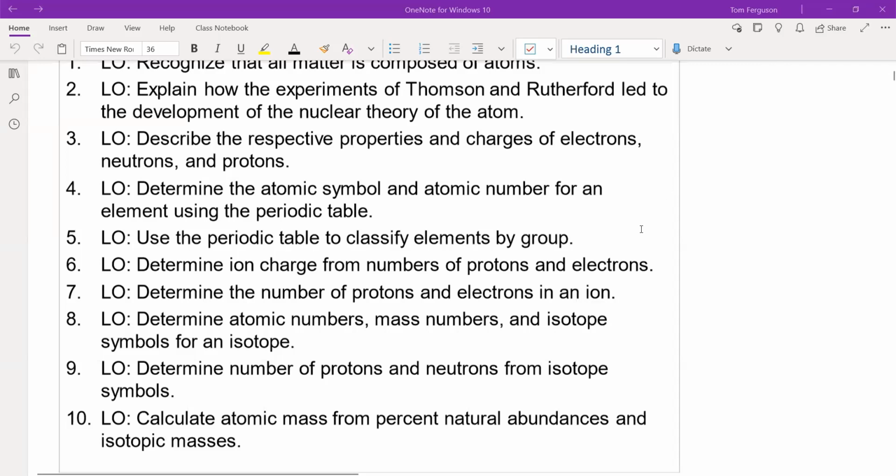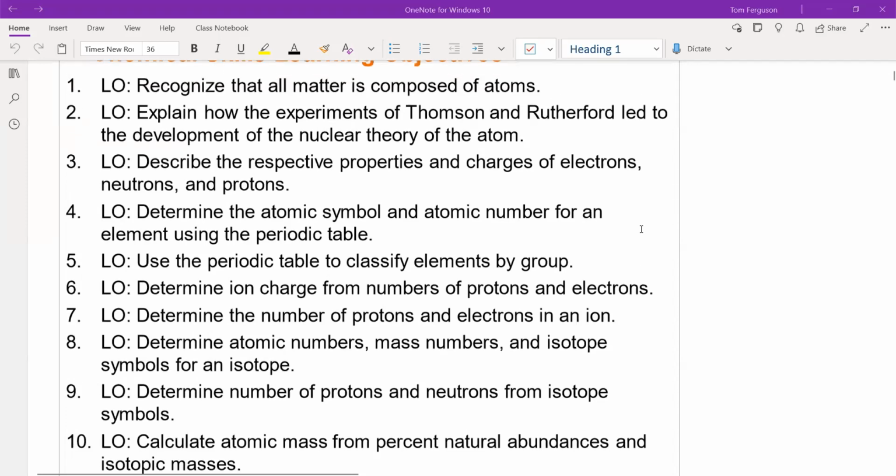Okay, at the beginning of each of the chapters, I'm going to have learning objectives, the LOs. Make sure as you go down through here that you pull these concepts out of the notes. For example, calculate atomic mass and percent natural abundances and isotopic masses. That'll come from the periodic table. Determine the number of protons and neutrons from an isotope. So these are what I want you to get out of the chapter.